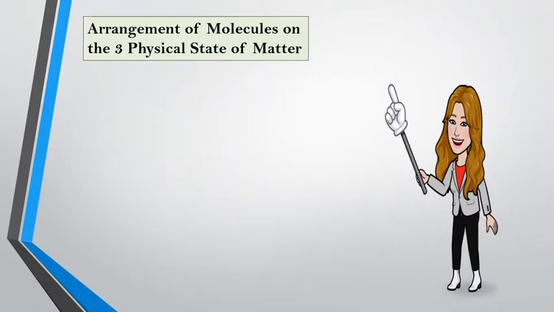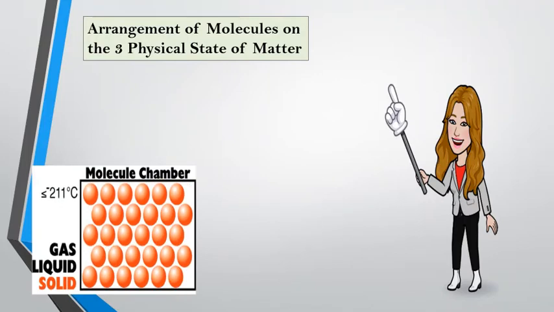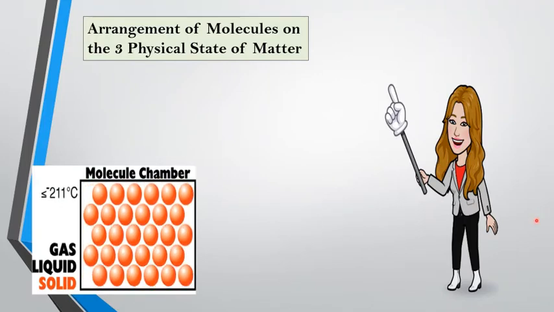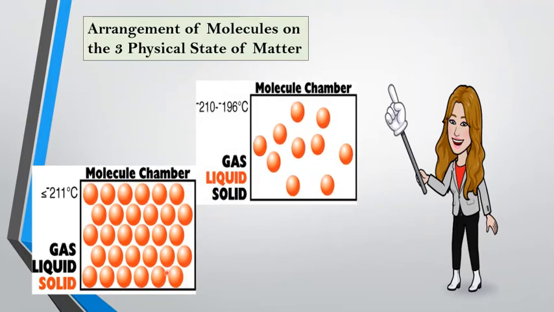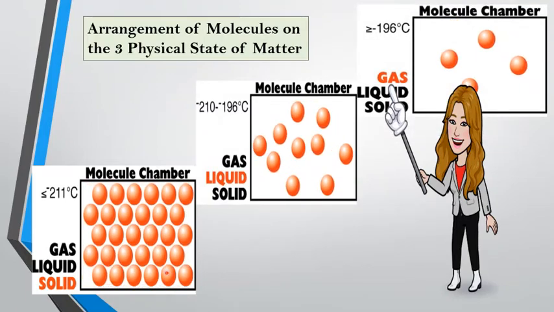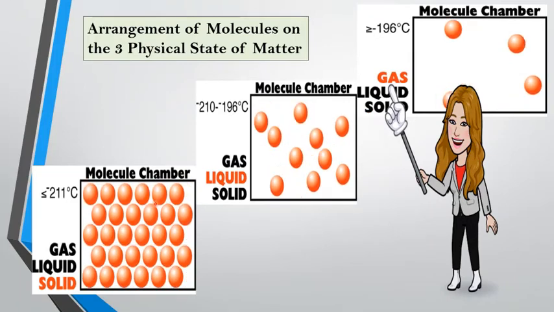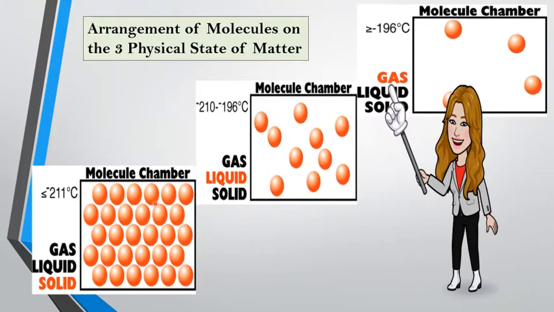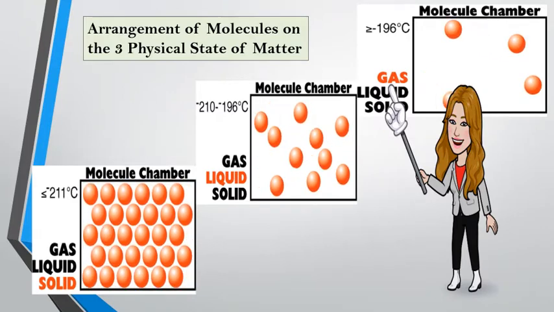Now, what is the arrangement of molecules in a physical state of matter? So, if we remember, this is the arrangement of solid, and then liquid, and then gas. We have discussed the arrangement of the molecules and atoms of a certain substance. So here it is.